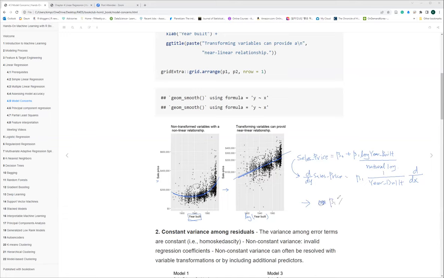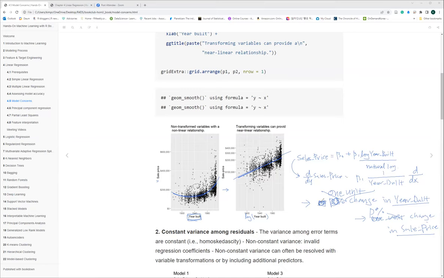Anyway, the interpretation of these things is actually: one unit, like a beta 1% change in year built, is going to cause a one unit change in sales price, average sales price. That's how this one is going to be interpreted. Actually, it is not quite straightforward, because the year built is just a counting variable, but theoretically, one unit change to the year built is a beta percent change in the sales price.